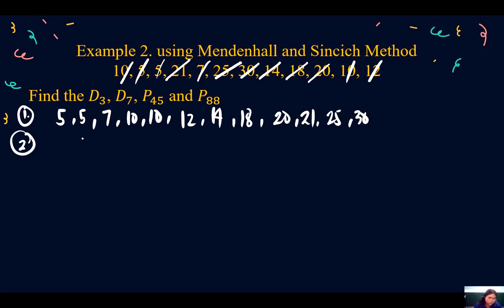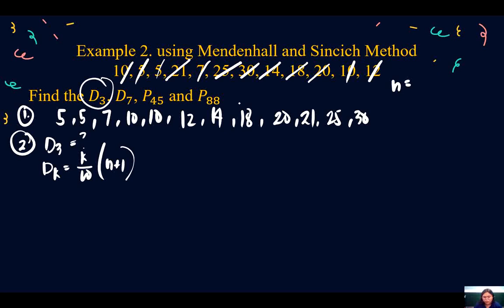Okay, second step. Solve the position using the formula for the decile. Let's find this first. Okay, so D3. Our formula is D sub k is equal to k all over 10, because a decile divides the data into 10 equal parts, all over N plus 1. Let's find the value of N. So we have 2, 4, 6, 8, 10, 12. So our N is 12.